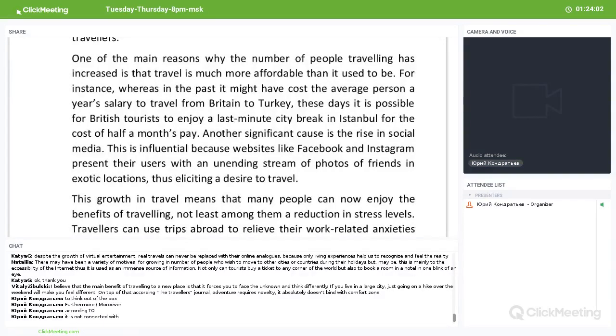For instance, whereas in the past it might have cost the average person a year's salary to travel from Britain to Turkey, these days it is possible for British tourists to enjoy a last-minute city break in Istanbul for the cost of half a month's pay. Another significant cause is the rise in social media. This is influential because websites like Facebook and Instagram present their users with an unending stream of photos of friends in exotic locations, thus eliciting a desire to travel.